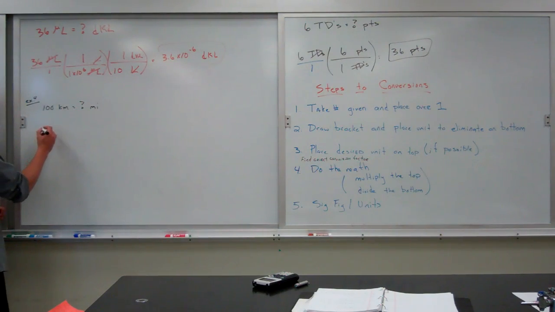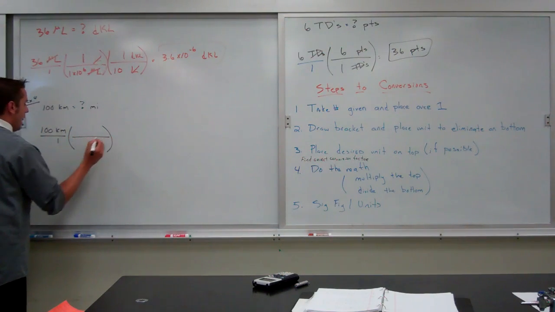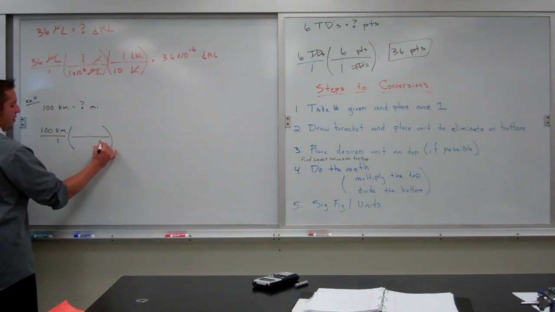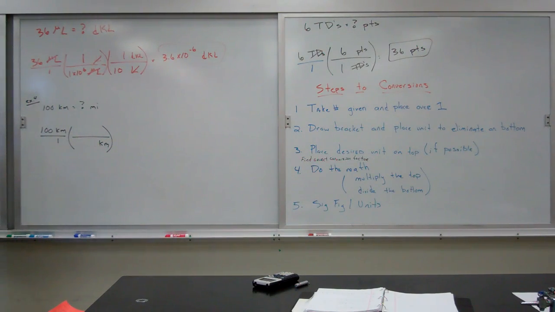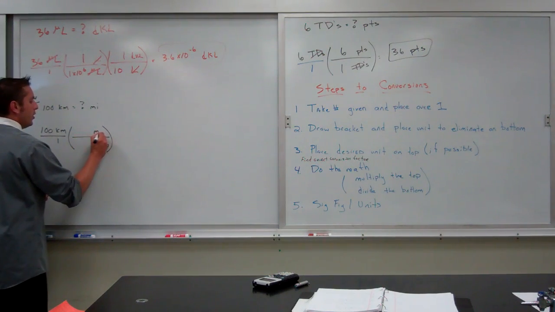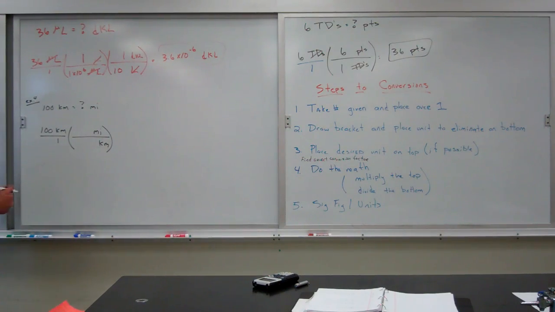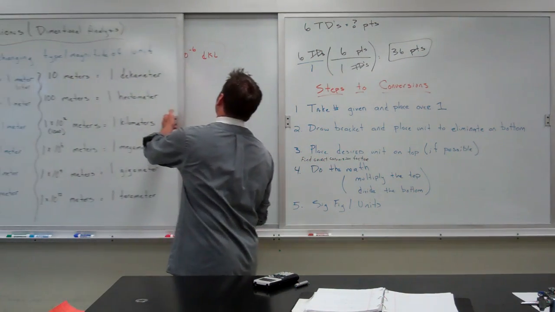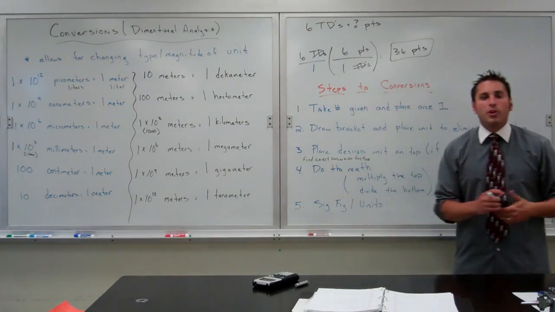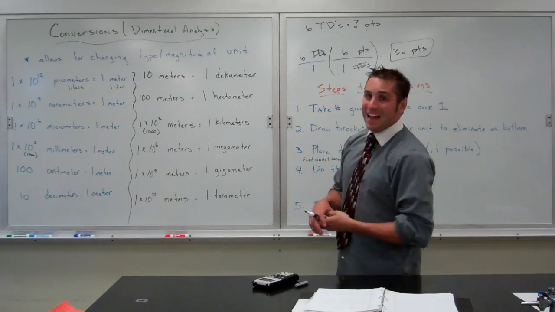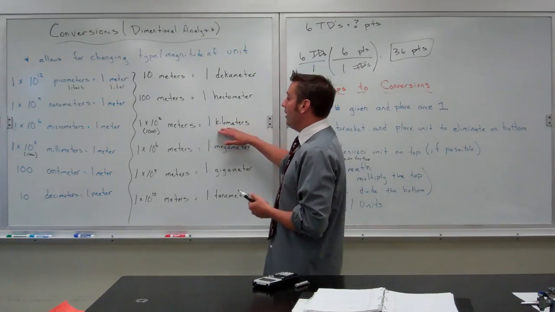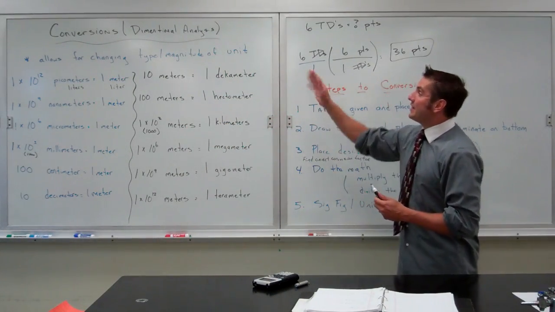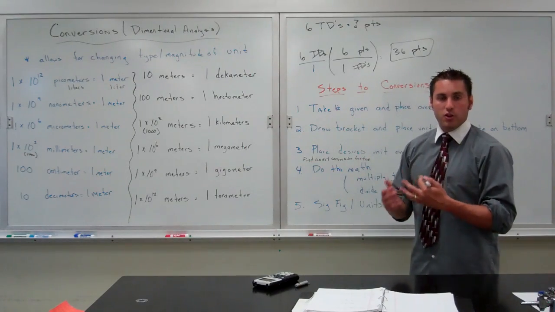Right? I take the unit given and place it over 1. So I will take 100 kilometers over 1. Then, draw my brackets. I put the unit to eliminate on the bottom, which is kilometers. I put the desired unit on top, which is miles. Now, if we slide this board back, you can look and look, but you are never going to find miles on here. You'll find kilometers, it's right here, but nowhere on here does miles appear because this is a metric conversion sheet that you have there.